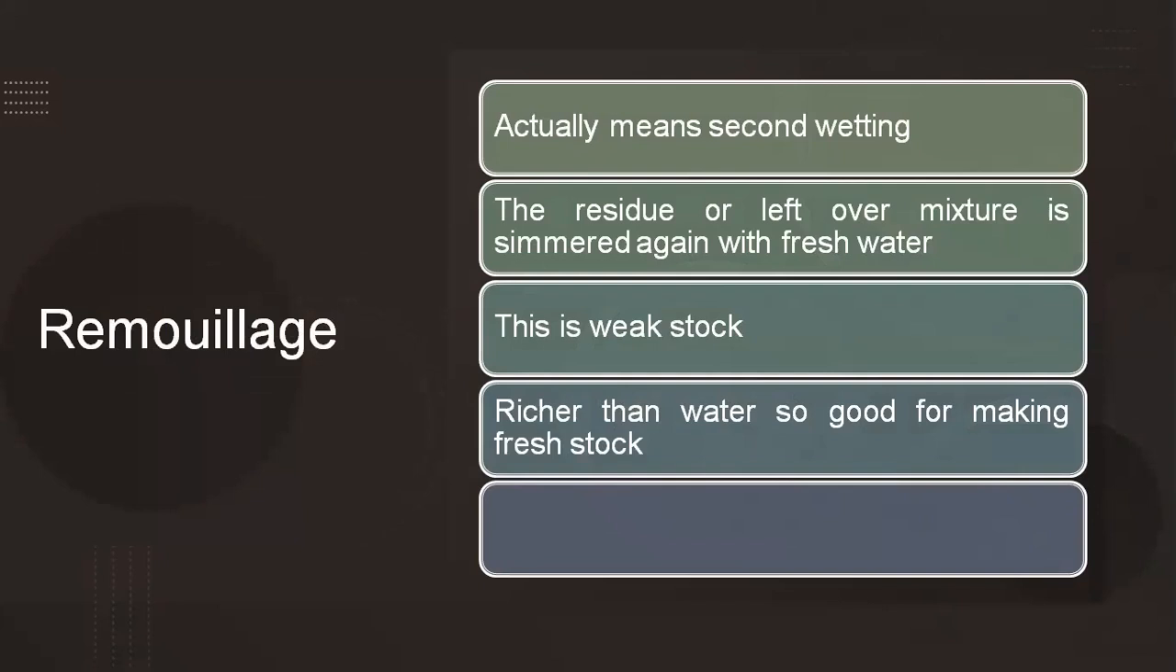Whatever leftover flavor is there has been extracted. Though this will be a weak stock because we have already extracted a lot of flavor from it, it will be richer than plain water. So it is good for making fresh stock. We can use it as a base.